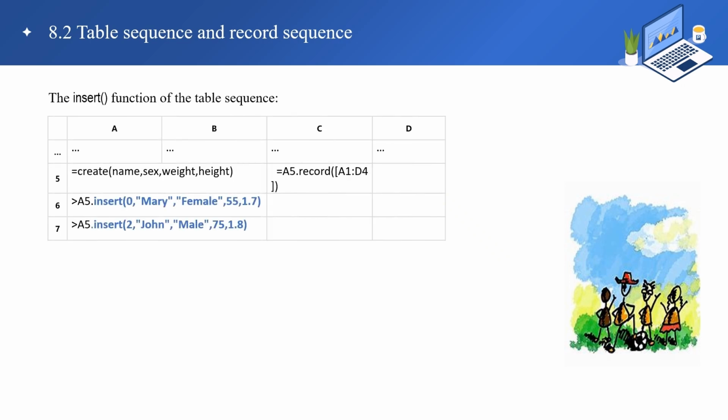The insert function of the table sequence is made as follows. The first position parameter of insert has the same meaning as that of sequence insert. A record can be inserted in the middle or appended at the end.